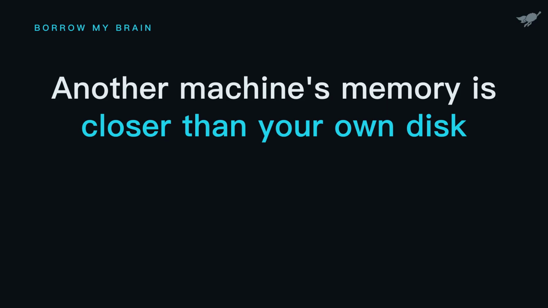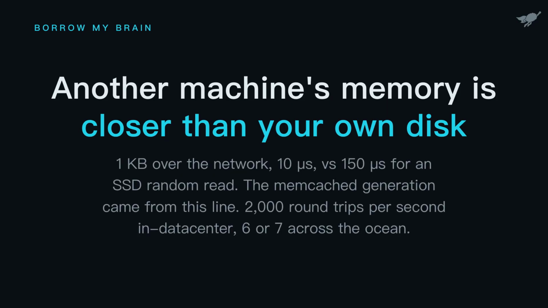Nailing down one more classic comparison. Sending 1 KB over a 1 gigabit per second network, 10 microseconds. Reading 4 KB randomly from SSD, 150 microseconds. Which means the memory of another machine in the same data center is closer than the disk under your own machine. That one conclusion directly spawned the memcache generation of architecture. Better to put your cache and memory across the network than on the disk at your own feet.